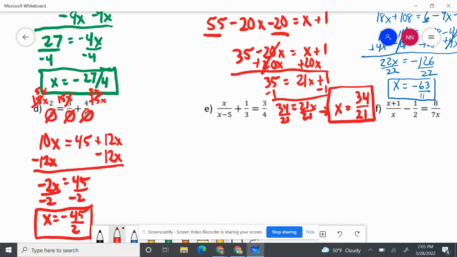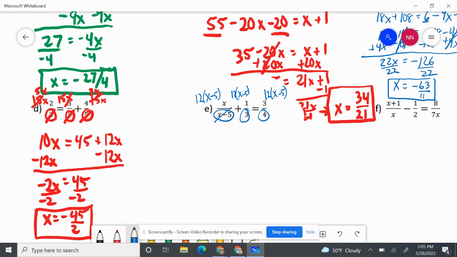Now, looking at letter E. What we're going to do is look for the common denominator. And so we have an x minus 5, we have a 3, and we have a 4. And 3 times 4 is 12. So we have 12, and then x minus 5, for each of the three terms.